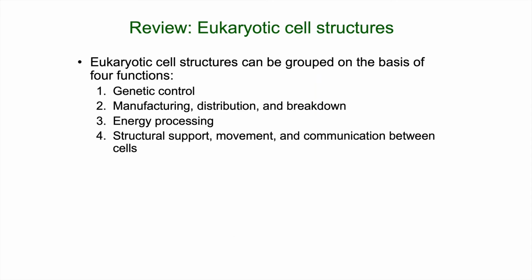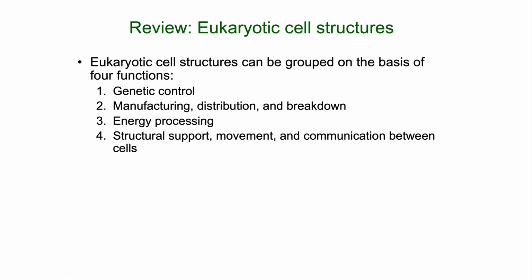So if we look back now with this lecture and the previous lecture, and we look at all the eukaryotic cell structures, we really can probably group them into four groups based on what they do for the cell. The first are those that are responsible for genetic control. So this is going to be your chromosomes, your nucleoli, in part the nucleus, because it's holding the chromosomes, partly the ribosomes, because they're going to be building proteins later that are coded for in the nucleus.